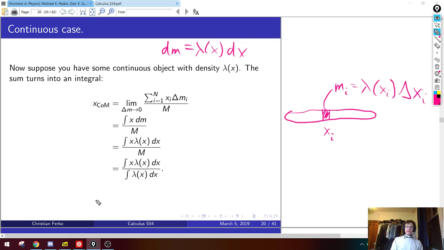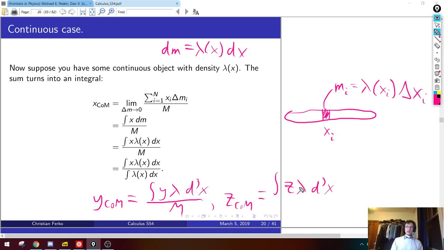Okay, that was for a rod, but you can see pretty easily how this will generalize to a three-dimensional object. The y center of mass is just going to be the integral of y lambda d3x, if you're in three dimensions, over the total mass. The z coordinate of the center of mass is going to be the integral of z times lambda d3x, where now lambda is some mass per volume, all over m. And often we collect this into a vector. So the vector center of mass is the x, y, and z center of mass. Okay.